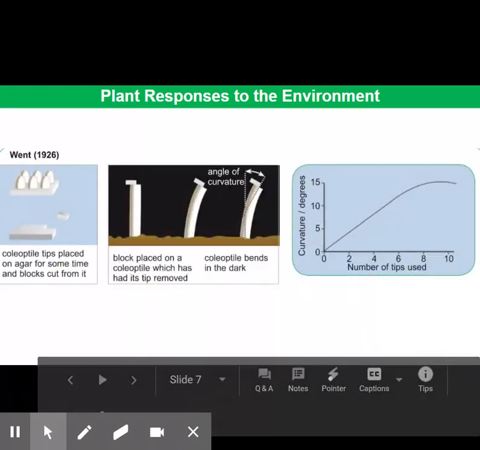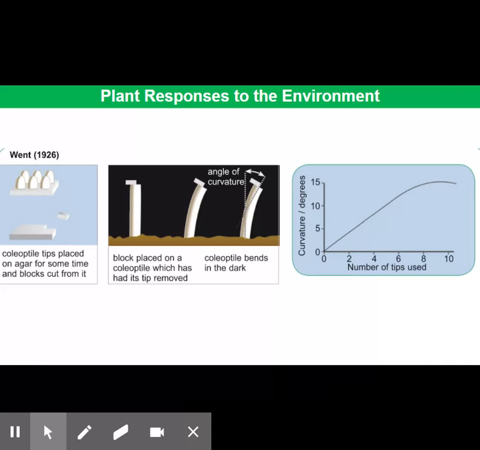Finally, you need to be aware of the experiments that were done by Went. These followed on from those of Boysen-Jensen, some 10 to 15 years later. Went placed the coleoptile tips on top of agar. By doing so, he drew the growth hormone, which we now know to be auxin, out of the tips and into the agar. He then placed the agar blocks onto the coleoptile and observed what happened.